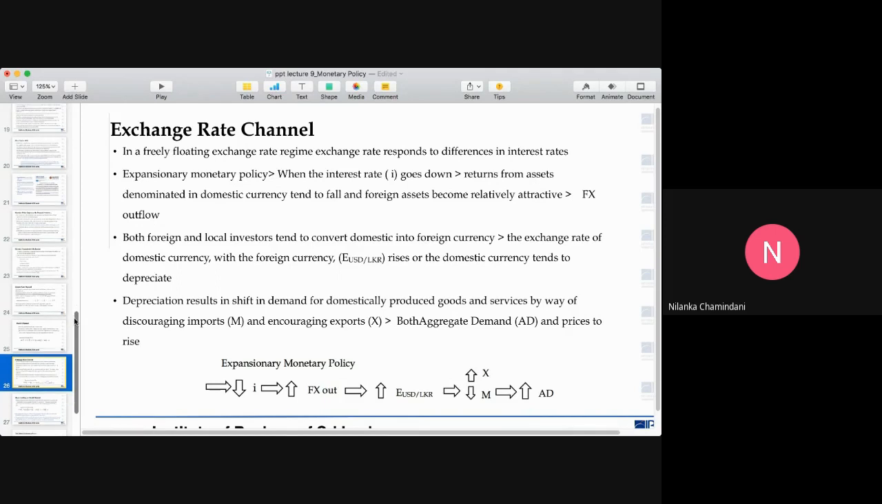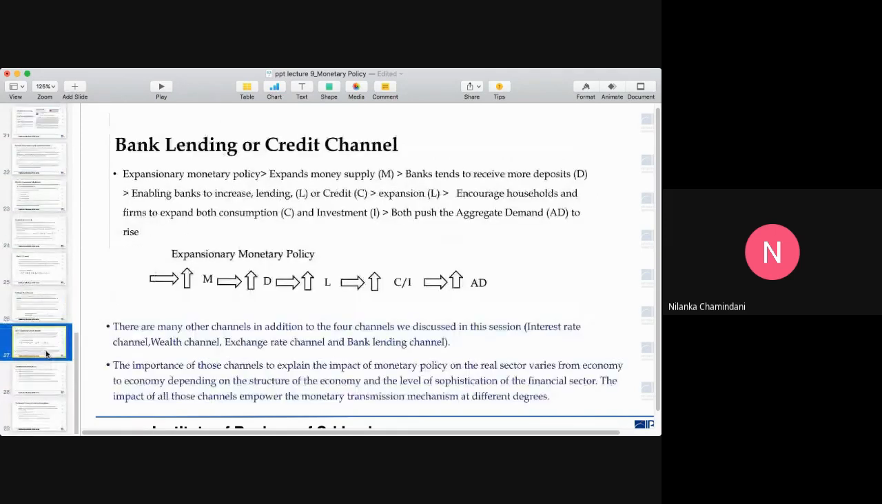And then what is the next? Next is the bank lending or credit channel. When there is an expansion of monetary policy, we can see the money supply is high now, and the volume of liquidity in the market is high. So the bank tends to receive more deposits, because people have more money and tend to deposit it, enabling banks to increase lending. Bankers' lending capacity also increases, so the banks can lend more. So credit expansion is there, and lending is expanding.